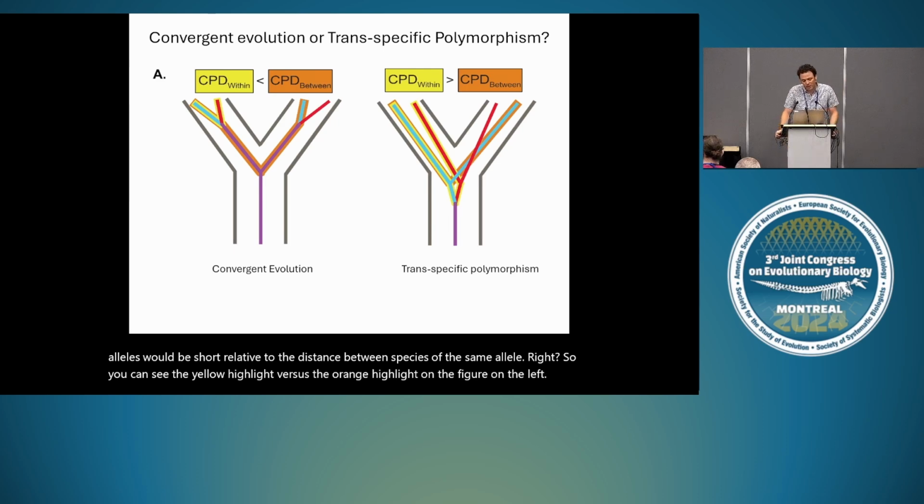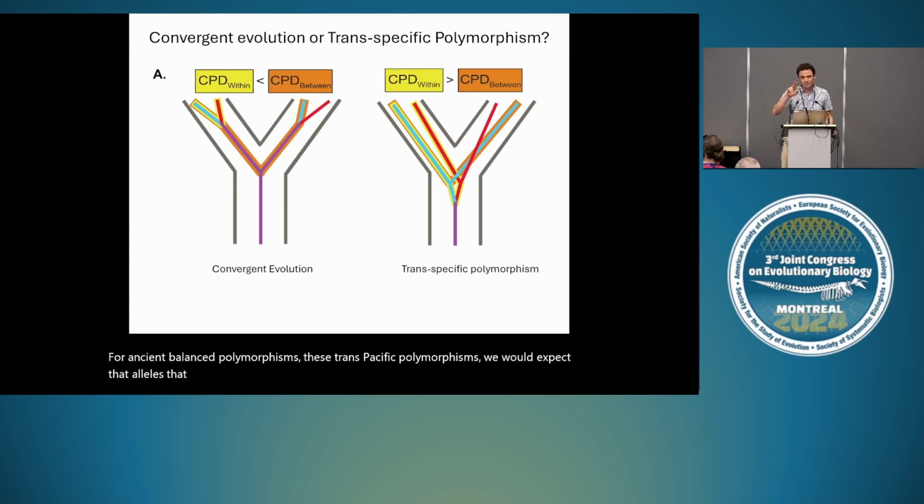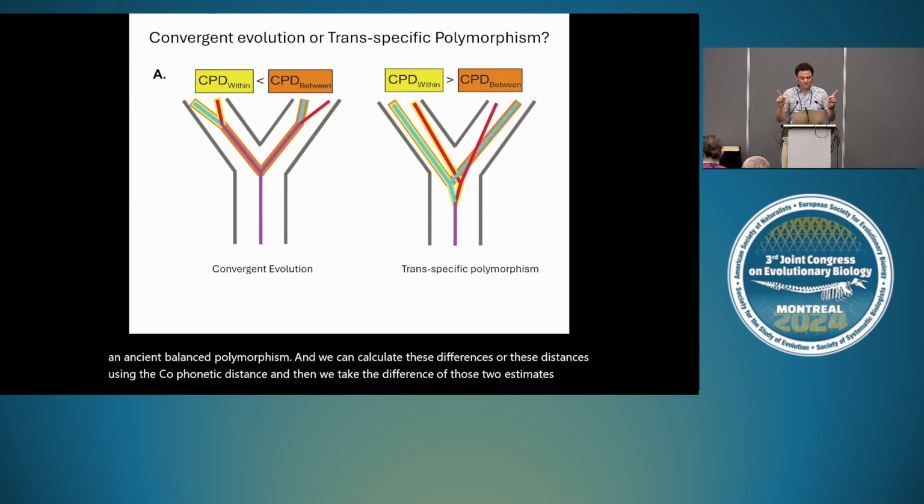For ancient balanced polymorphisms, these trans-specific polymorphisms, we would expect that alleles that are within a species but differ by state would have a deeper coalescence time than alleles that are the same by state but in different taxa. Right? And so that is indicative of an ancient balanced polymorphism. We can calculate these distances using the cophenetic distance, and then we take the difference of those two estimates within taxa and between taxa to calculate our test statistic.